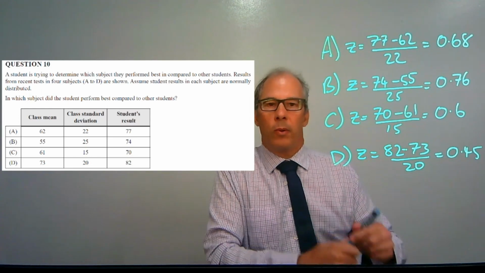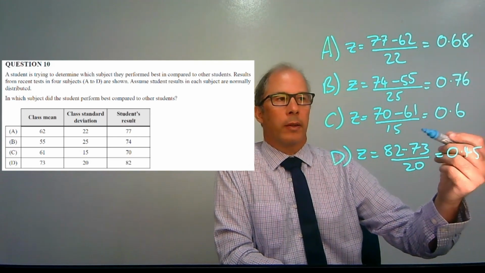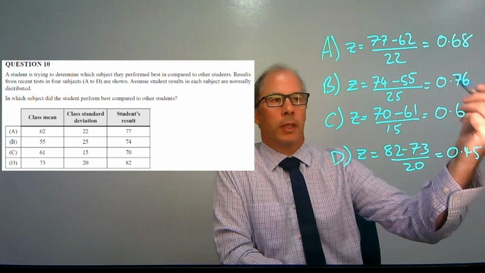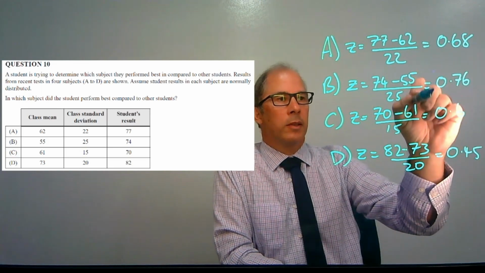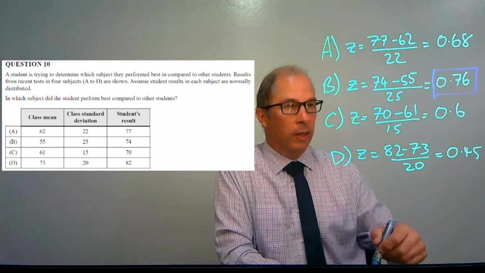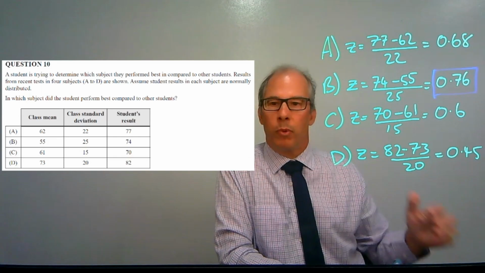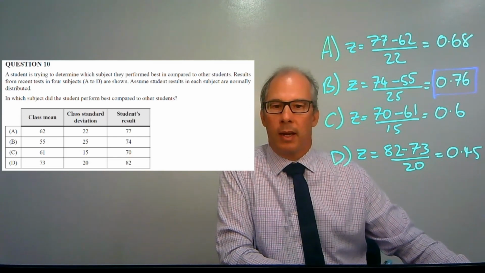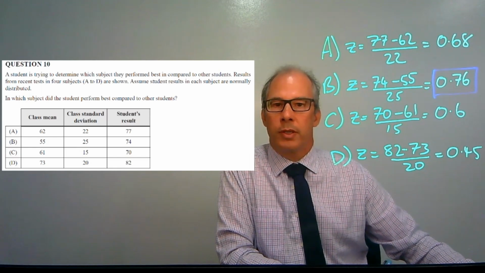And there they all are there. I've written them out, put them in my calculator to standardize them all using z-scores, and I can see that B, 0.76, looks to be the largest number, in this case the best result. So that would be B for question 10.